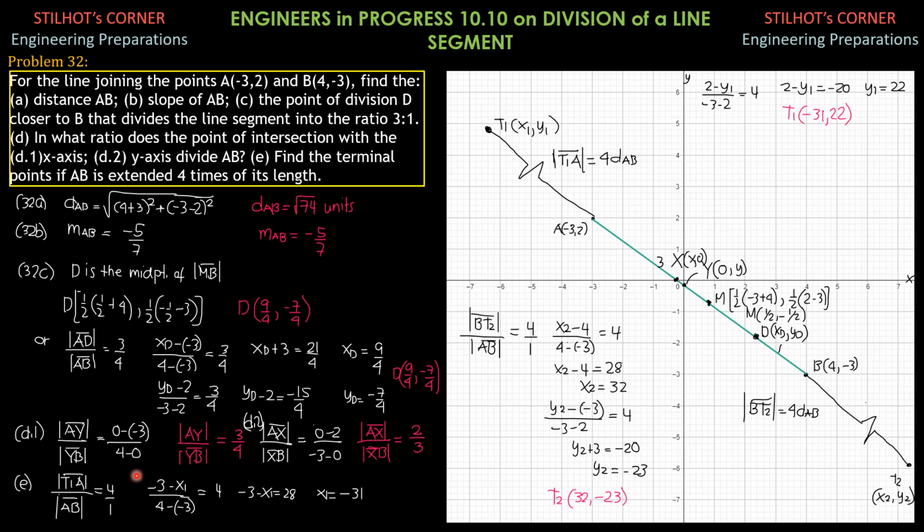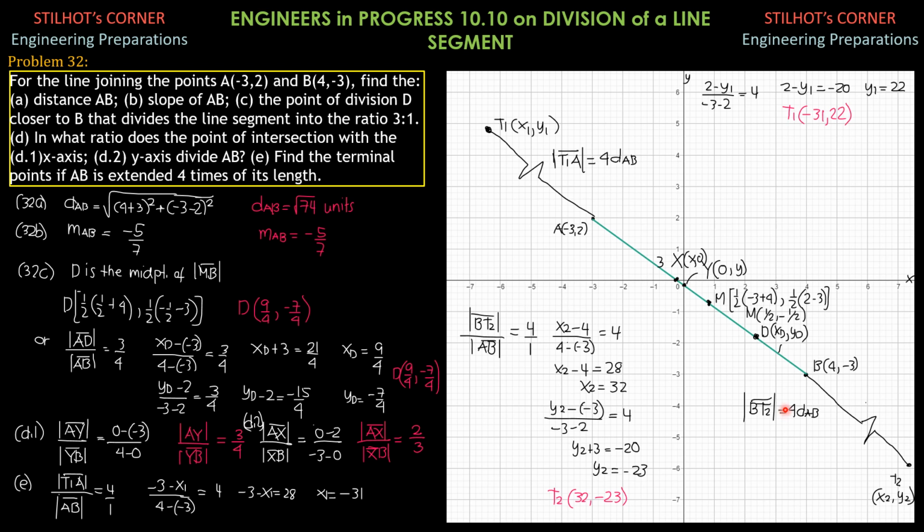Then letter E: find the terminal points if AB is extended 4 times its length. There are 2 possibilities. Call that terminal point 1, with coordinates x1, y1. And this point here, we have a long break because it does not fit in this coordinate plane. So call that x2, y2. But we know that the distance T1A is 4 times distance AB, and the distance from B to terminal point T2 is also 4 times distance AB.